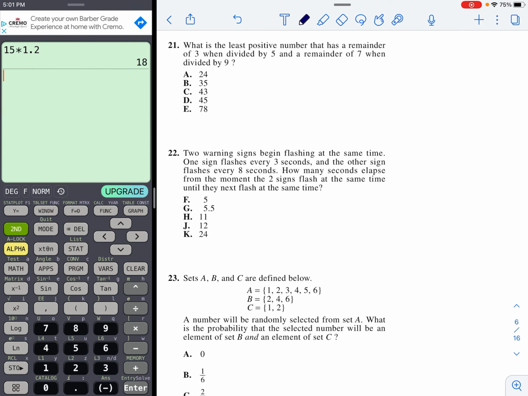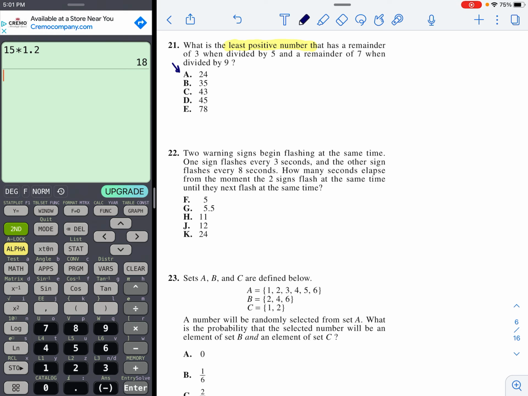21, what is the least positive number that has a remainder of 3 when divided by 5 and a remainder of 7 when divided by 9? One way to approach this problem is to say, they're asking me for the least positive number. So I can start with answer choice A and work my way down the list. If I find the first one that works, since I've gone in order, I've found the least one. Has a remainder of 3 when divided by 5? That's going to be the easier one to do in my head really quickly.